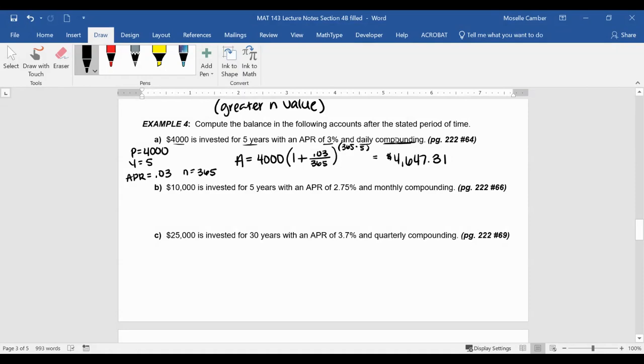Now for part B, we have $10,000 invested for 5 years, with an APR of 2.75% and monthly compounding. Okay, it says compounding, so we're going to use exponential. So listing information, it starts with $10,000 invested, so that is my principal for 5 years. So again, we're looking at a Y of 5. Our APR is 2.75%. Remember, you move the decimal place over 2, so that becomes 0.0275. And monthly compounding says that n is 12.